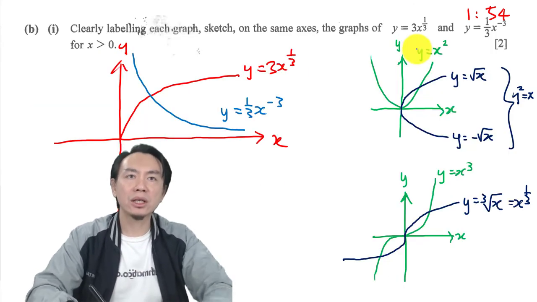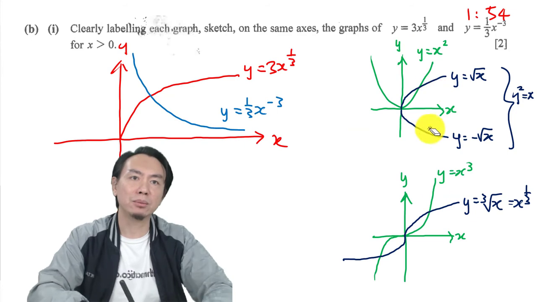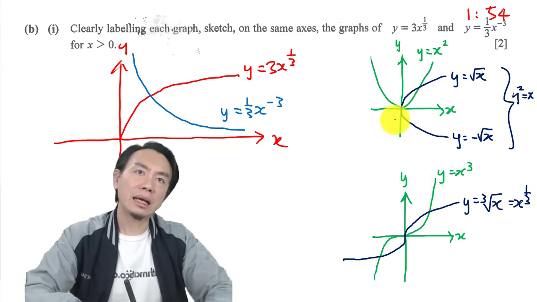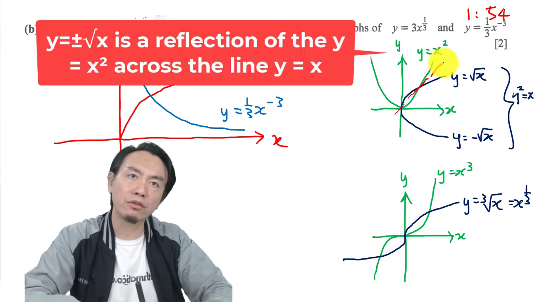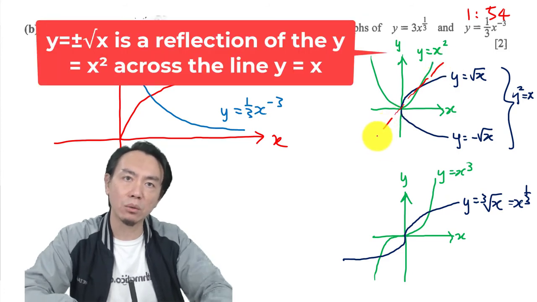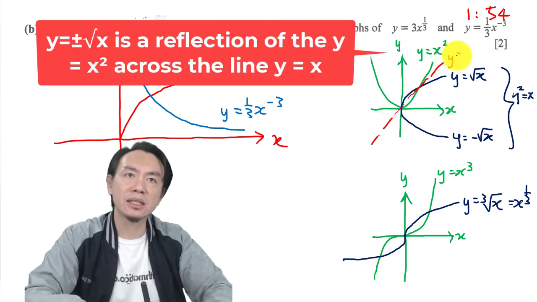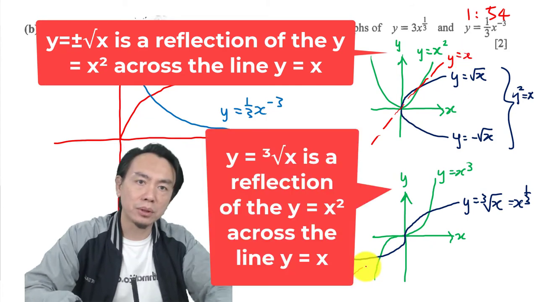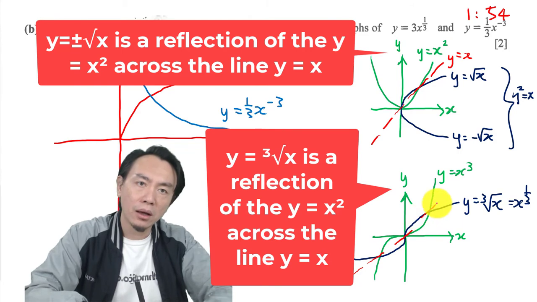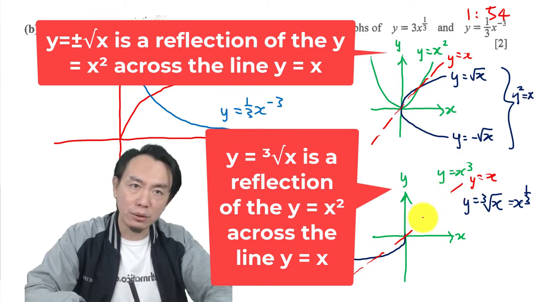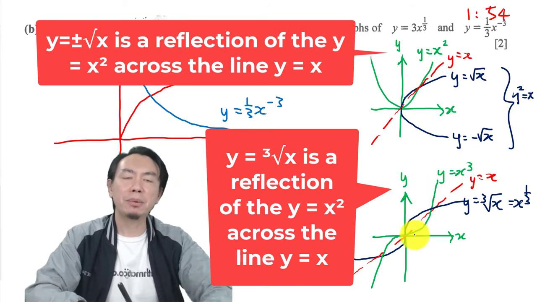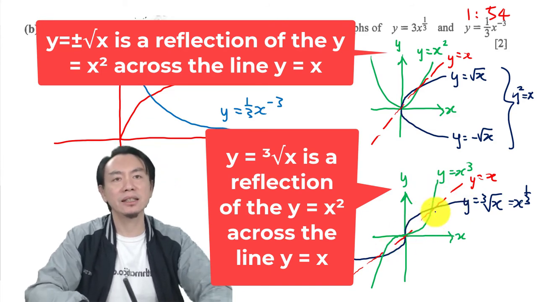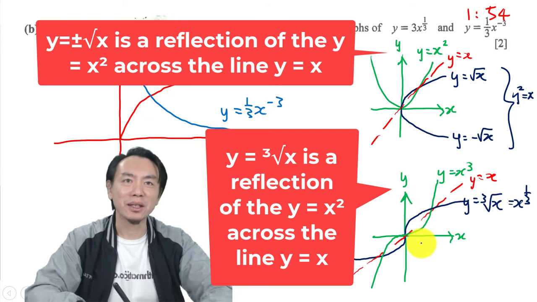So the question is, how do you get from the green graph to the blue graph in each instance? Let me explain. How do you get from green to blue is when you reflect it across the line y equals x. Now this is a bit of advanced stuff that you probably will see if you do A-level math, but it's not really taught here. It's a reflection across the line y equals x. So if I take the green graph, I flip it across the red dotted line, then I get the blue graph. That's how it works.